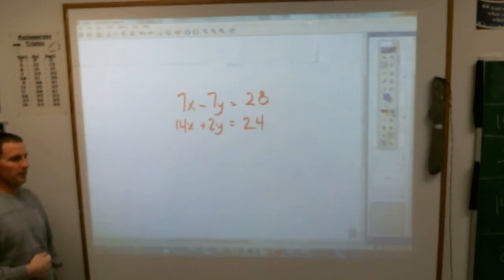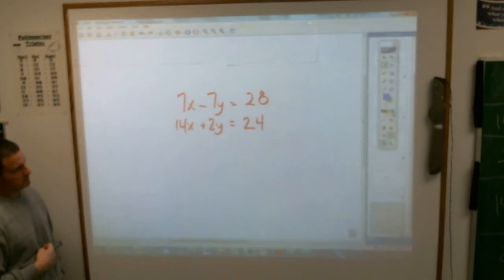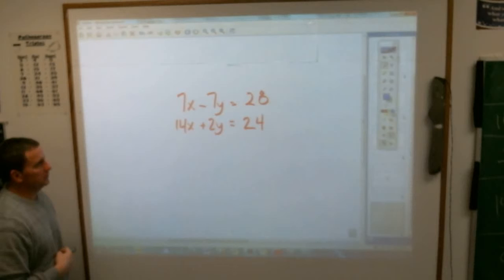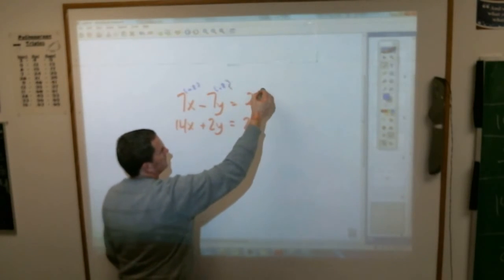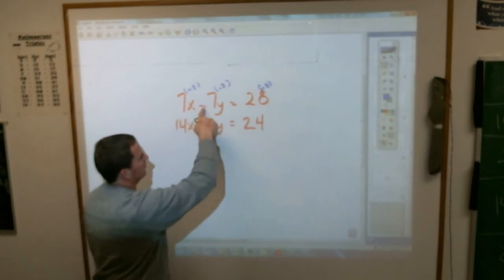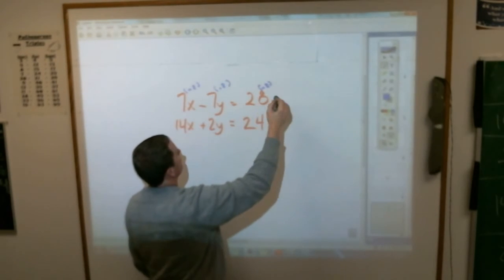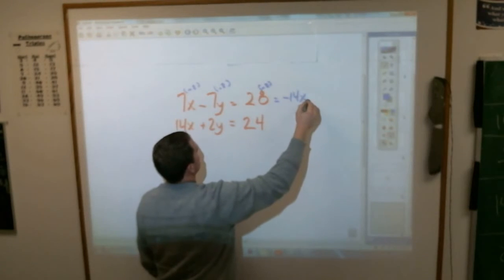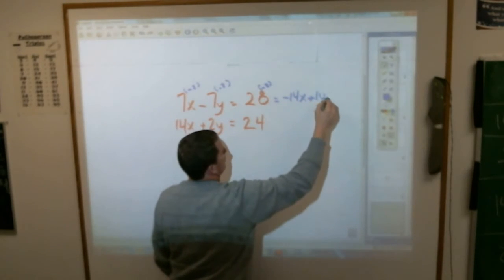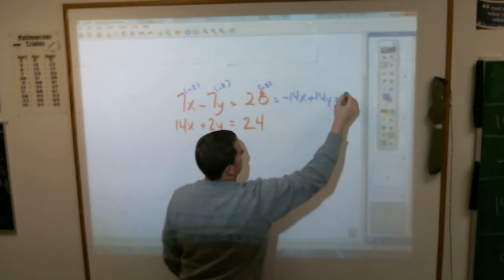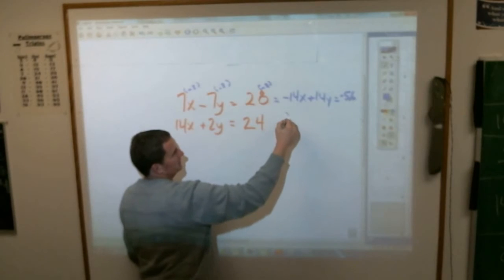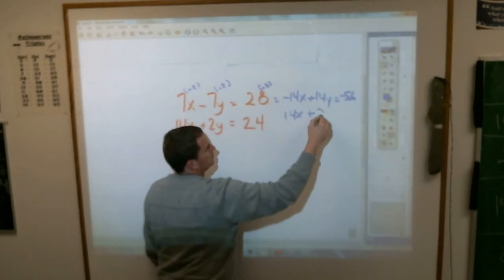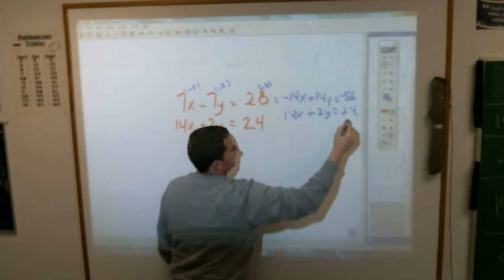Michael, what did you try multiplying by what to get what to cross off? I tried multiplying the top by -2. I would concur to that. Multiply everything on top by -2. Not the only way to do it. I'm going to rewrite this whole thing over here. That's going to equal -14x plus 14y equals -56. Correct? Yeah. This one on the bottom stays the same. It's 14x plus 2y equals 24.